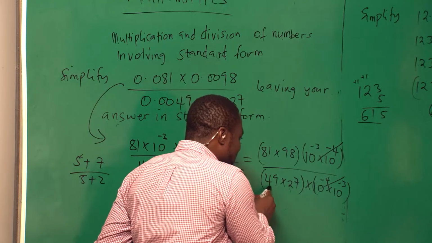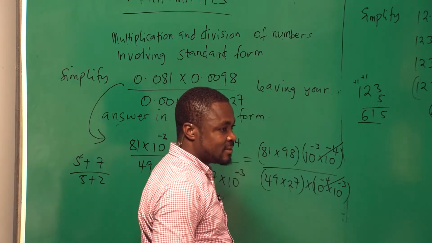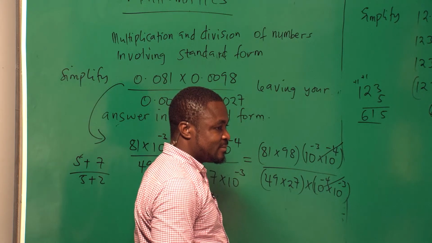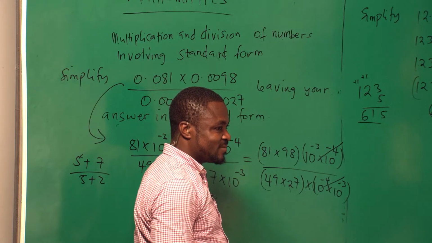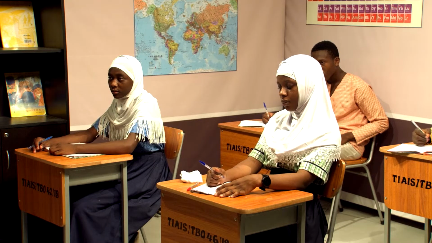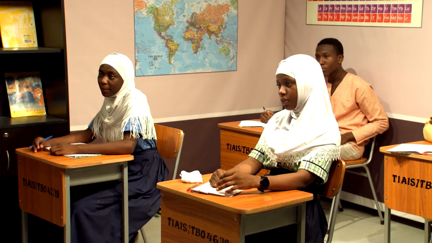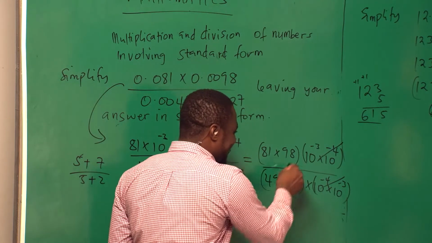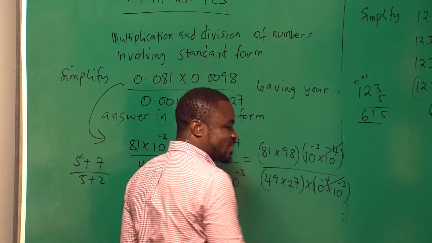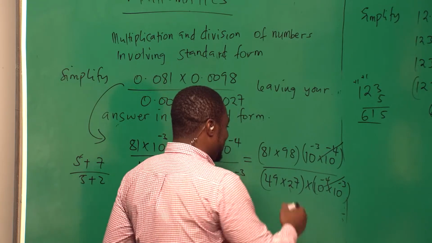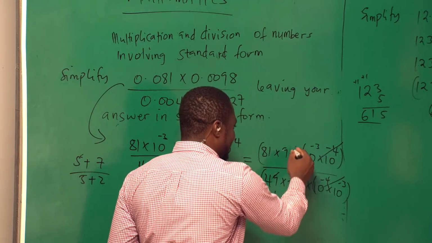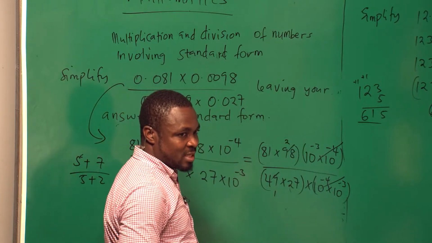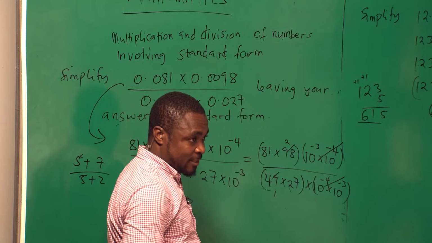Asifa, can 49 go into 98? Can 49 go into 98? Yes. How many times? 2 times. That is very good. Are you okay? 49, when you multiply 49 by 2, you get what? 98. So we have here 1. It goes into itself 1, into 98 what? 2. I hope that's okay. Are you clear? Yes. All right.